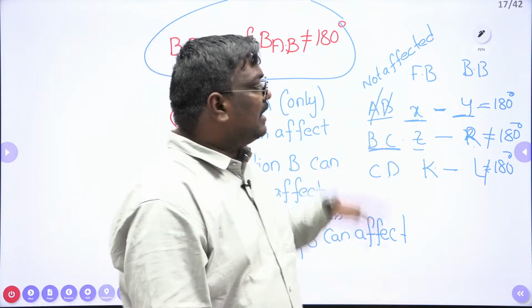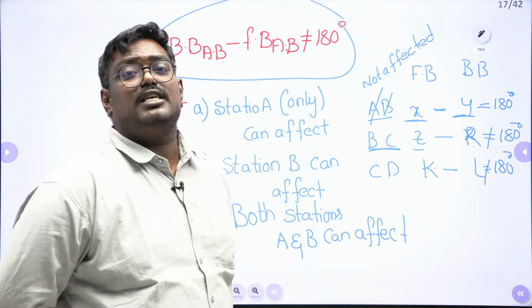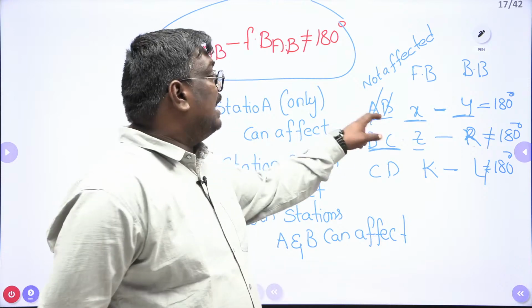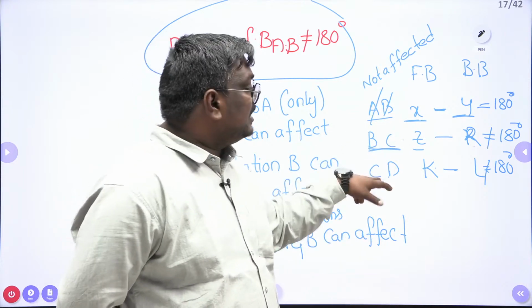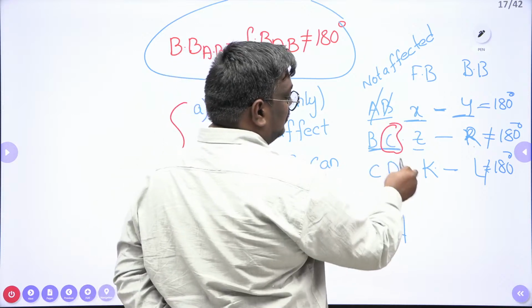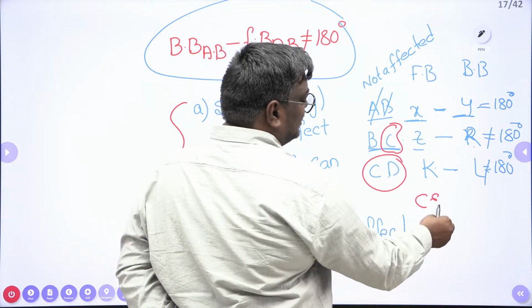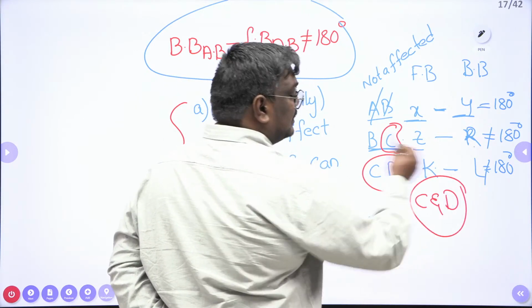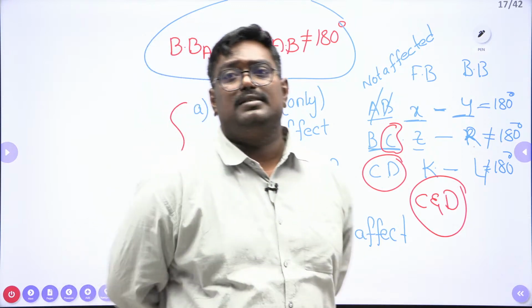Then from this diagram, what you can understand is that A and B are not affected. The stations which are affected can be C or D. I'm just giving an example. The stations which are affected are C and D.